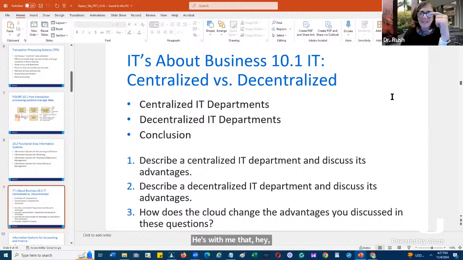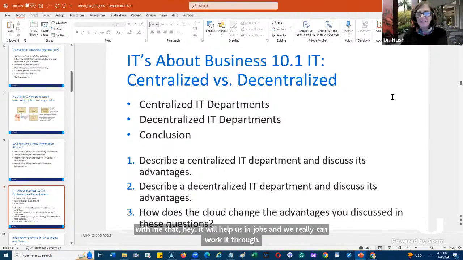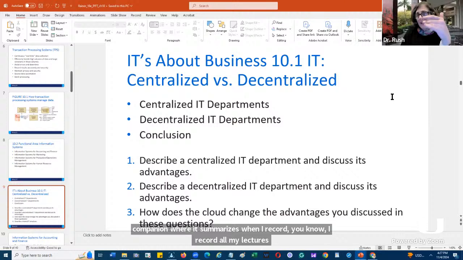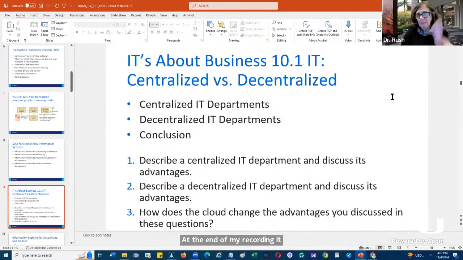For me to ask for software, I'll give you an example. Zoom has what I call AI Companion, where it summarizes when I record. I record all my lectures. At the end of my recording, it has the voice-to-text transcript already, and it will try to summarize the main points of my lectures. That's built in, and it's given free to all those that have acquired this software, Zoom.